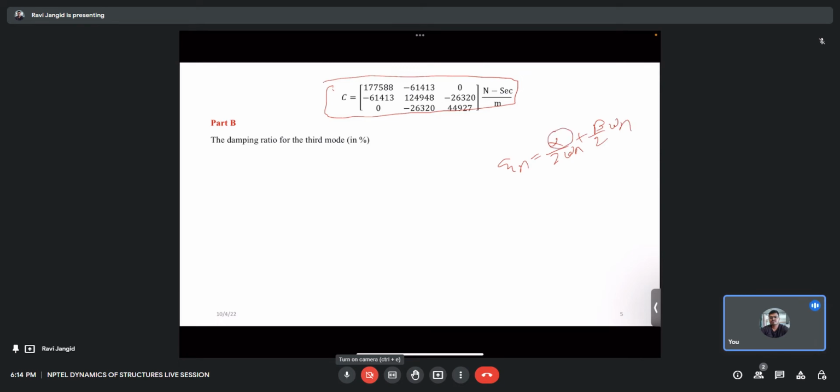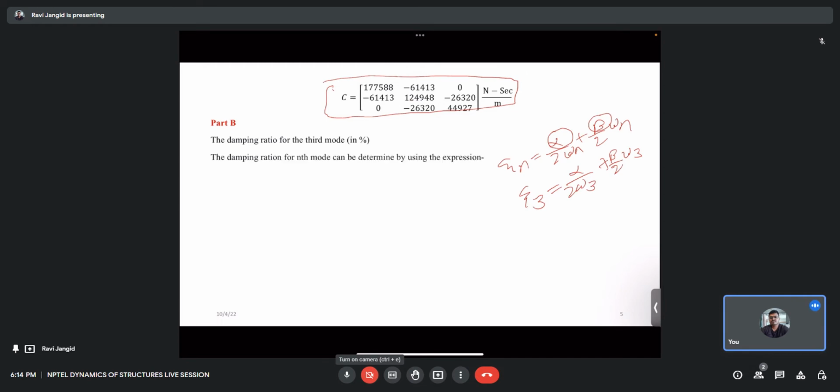Now I know my alpha, beta. So corresponding to damping, xi 3 would be alpha by 2 omega 3 plus beta by 2 omega 3. If I put the value of alpha, beta and omega 3, I will be able to find xi 3.